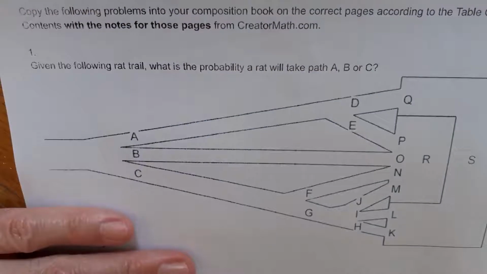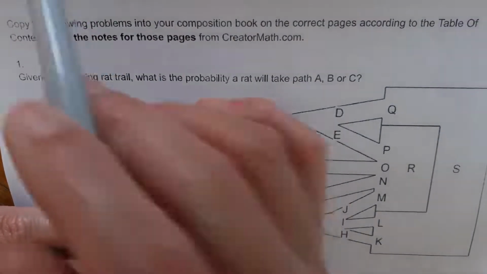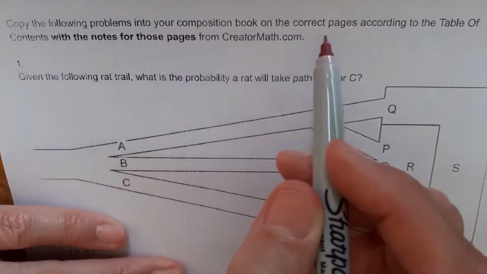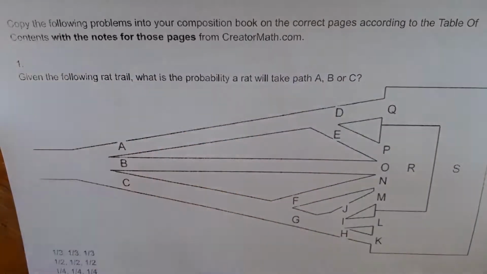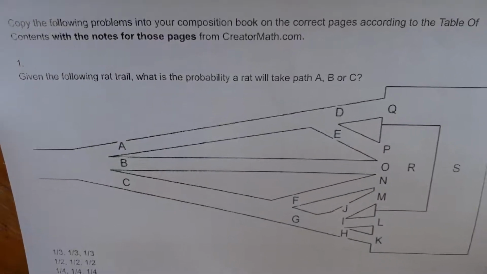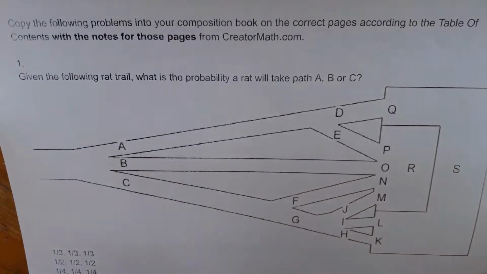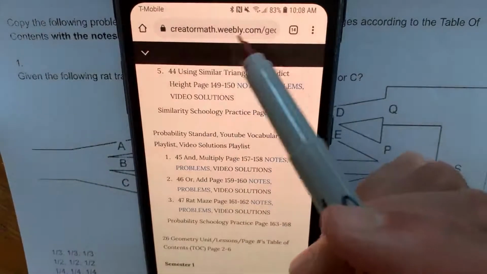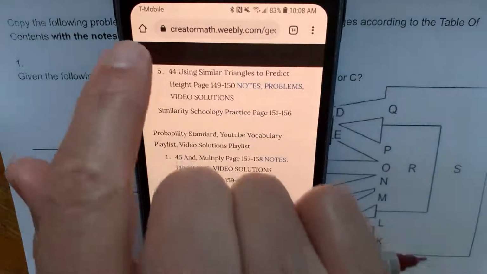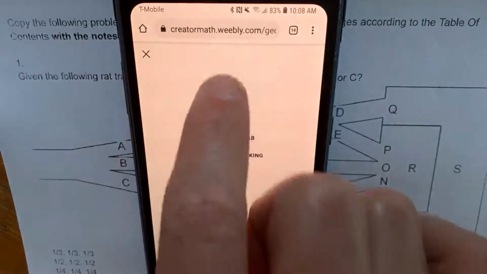So the instructions are: copy the following problems into your composition book on the correct pages according to the table of contents with the notes for those pages from CreatorMath.com. I always, or at least most of the time, try to model that for you right here. Here's the name of the website, CreatorMath.weebly.com. Google that. You should get to the home page, which looks like this.